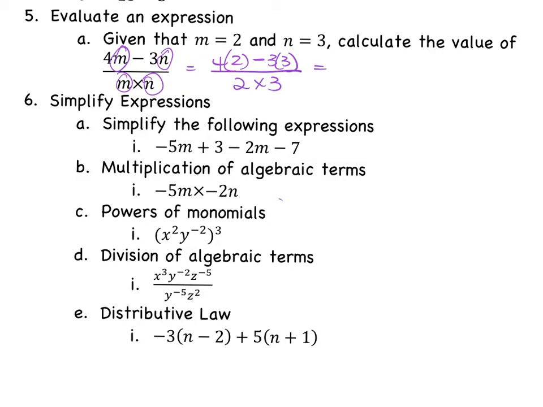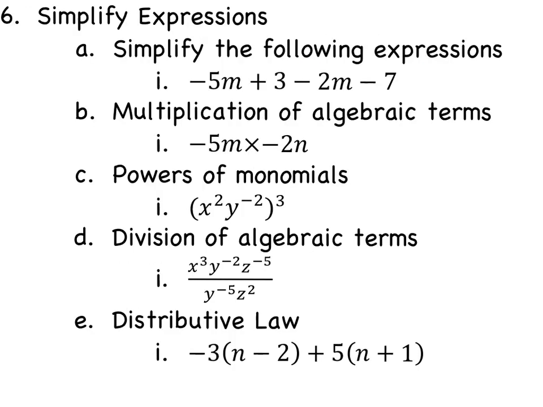We work out the numerator, we work out the denominator. So we get 8 minus 9 all over 6. That gives us minus 1 over 6. Number 6. They want us to simplify the following expression. So we add the like terms. So minus 5m minus 2m. That will give us minus 7m. And positive 3 minus 7 will give us minus 4. So we get minus 7m minus 4.